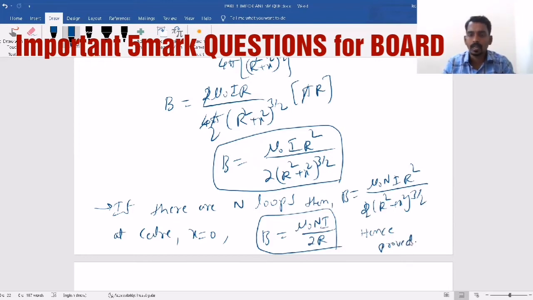So this way you can understand. You have to use Biot-Savart's law, divide into elements, divide into components, take the integration, and understand how to take the proper limits. Then you can understand the magnetic field derivation due to a circular loop, right? So now let's see the next question.